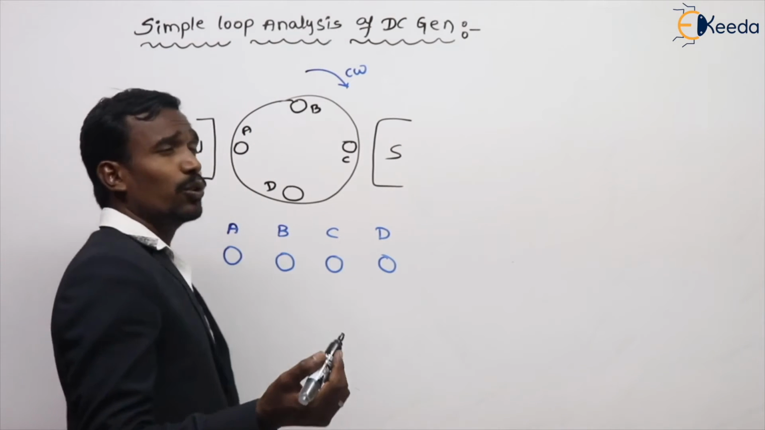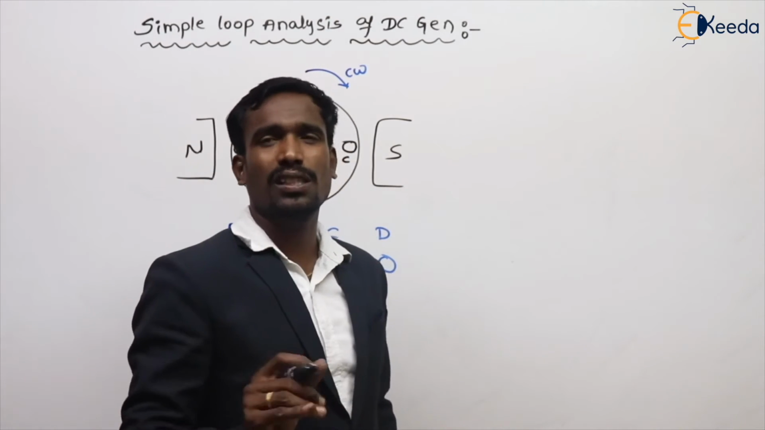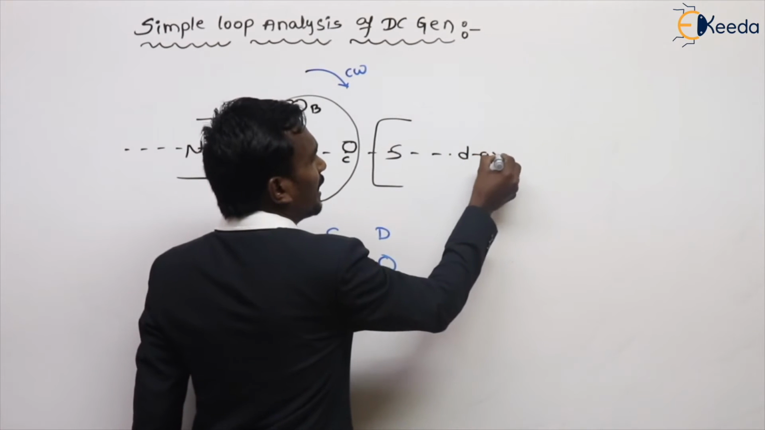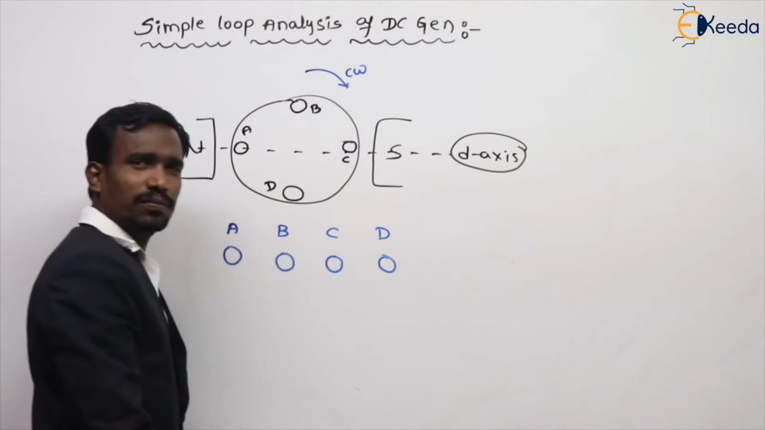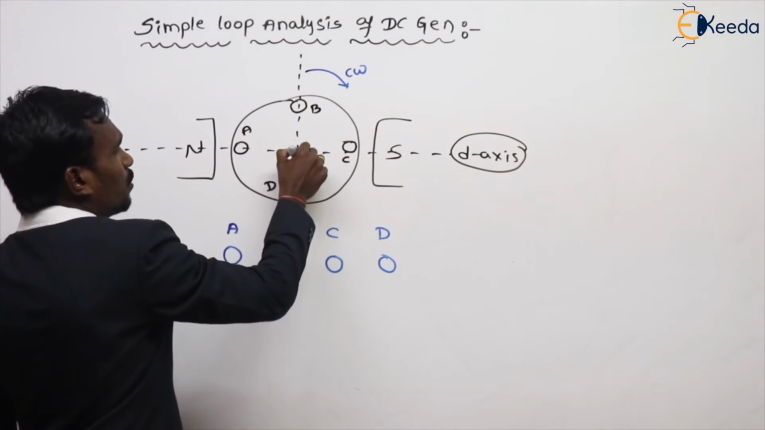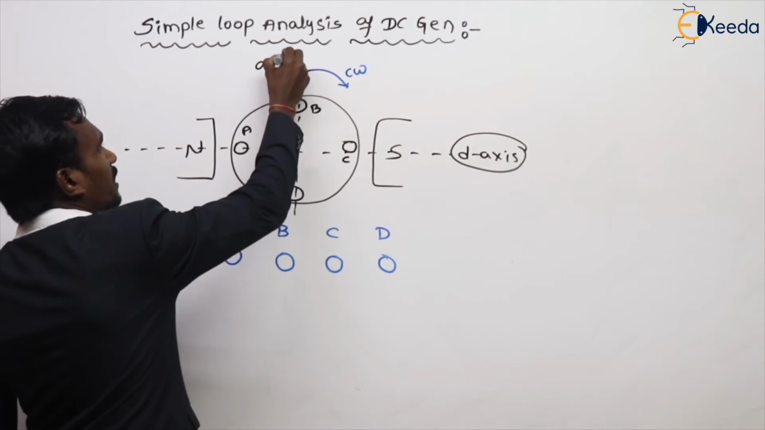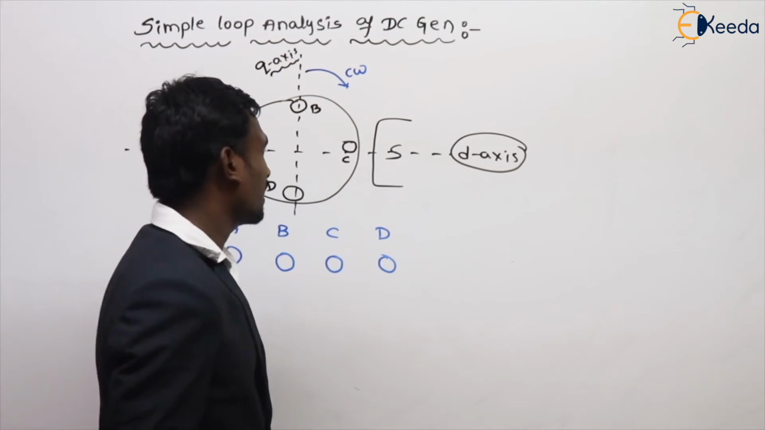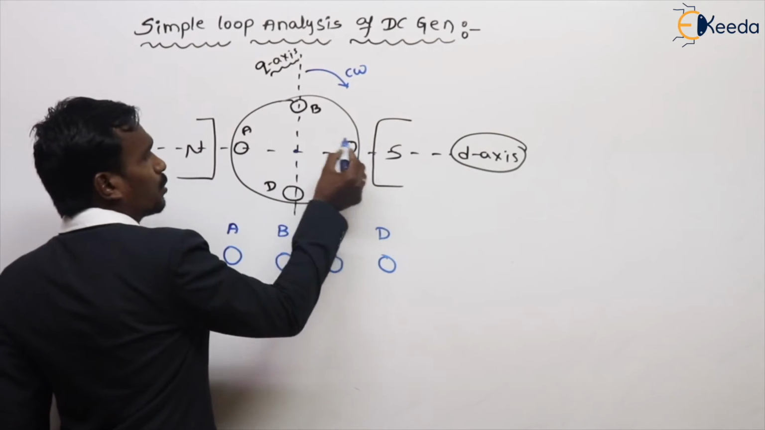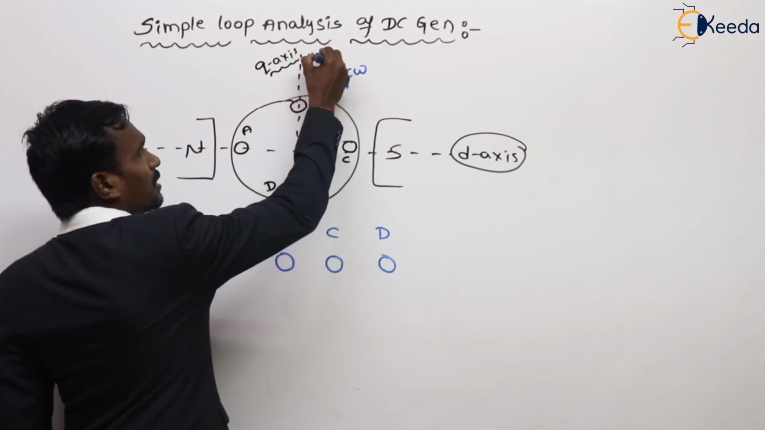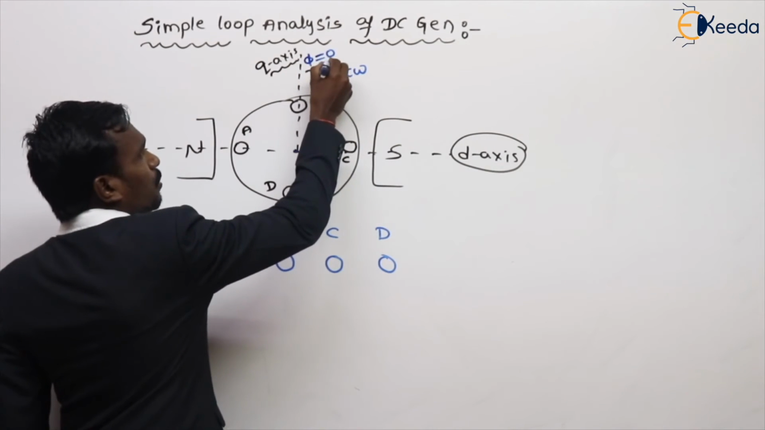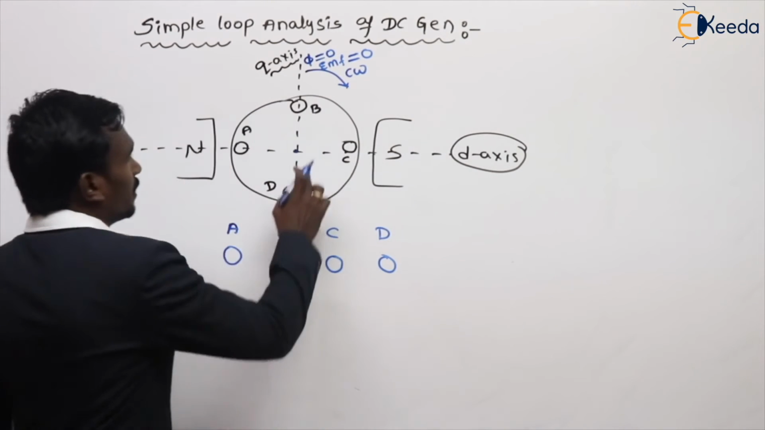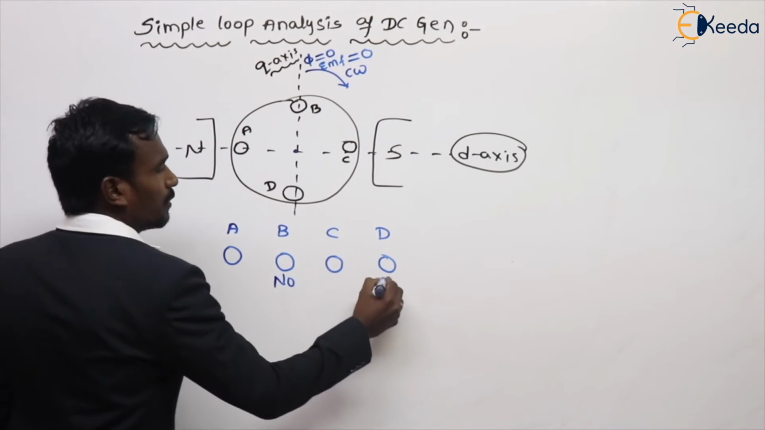Before that, we should know what is the Q axis and what is the D axis. I will give you just in brief. Generally, the axis which passes through the pole centers is called the direct axis. This is the D axis. The axis which is in quadrature to the D axis is called the quadrature axis. Quadrature is nothing but 90 degrees electrical. This is the Q axis. Generally, the effect of the north pole is equal to the effect of the south pole. So on the Q axis the flux is 0. If the flux is 0, EMF is also 0. If there is no flux cutting, there is no EMF. And so in conductor B and conductor D, no EMF.